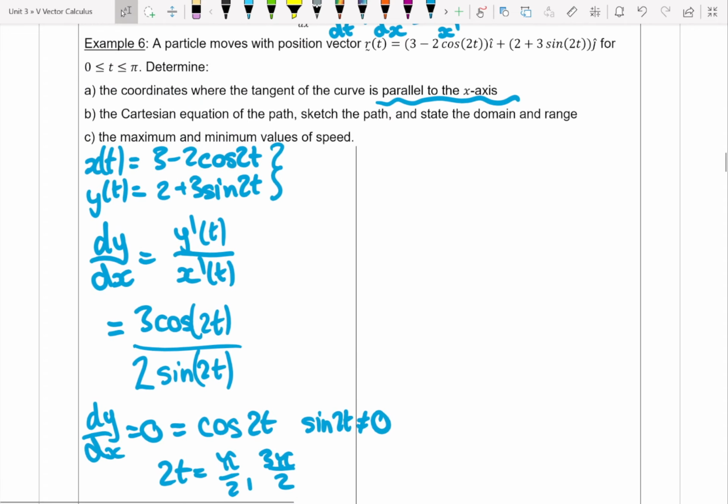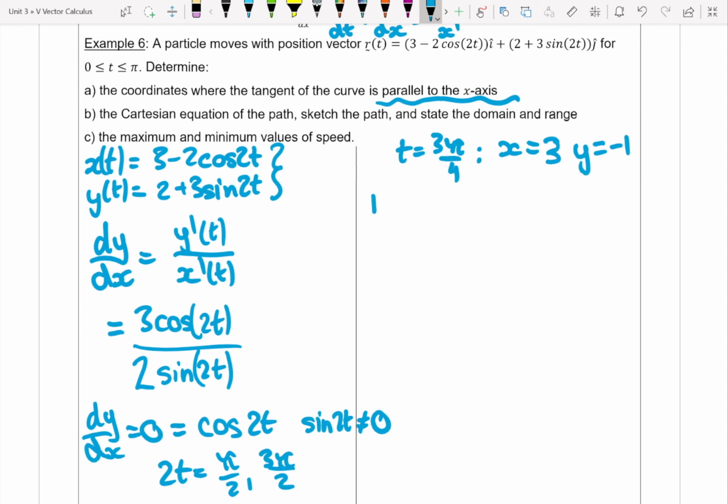And then at t equals 3 pi on 4, we're going to get that x is equal to 3 and y is equal to -1. So that just comes from substituting this value of t back into the original two equations for x and y. Okay, so those are our 2 points at which the tangent of the curve is parallel to the x-axis.